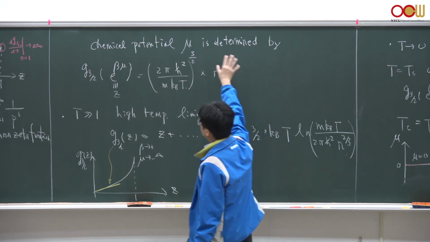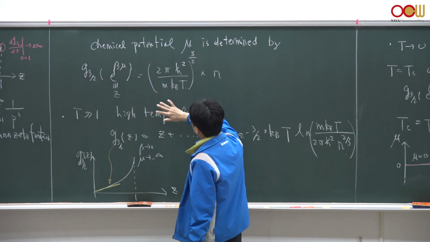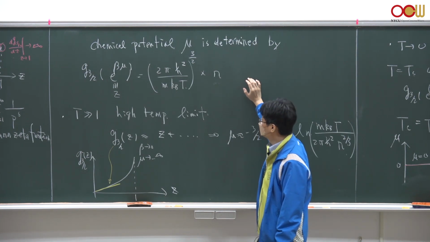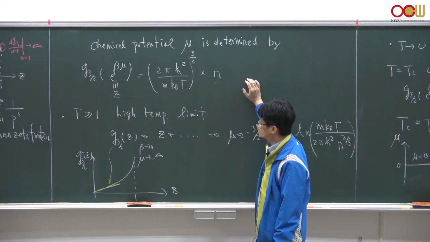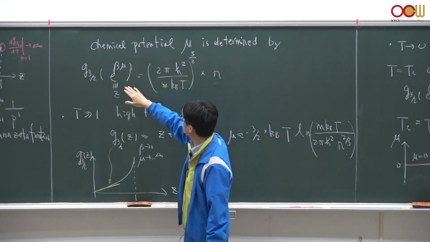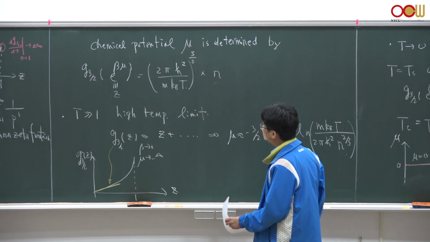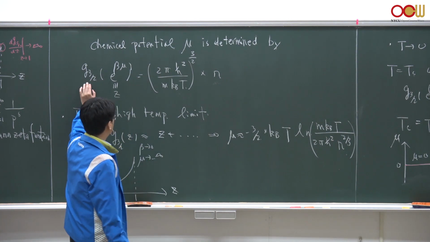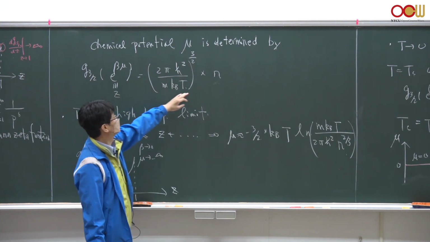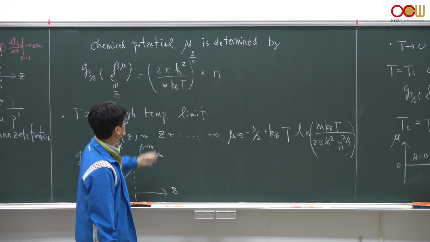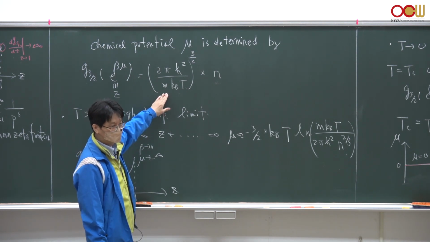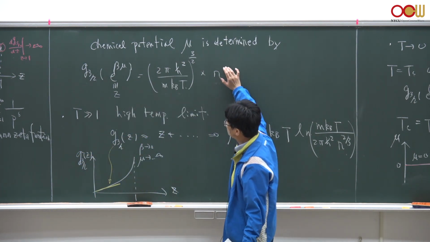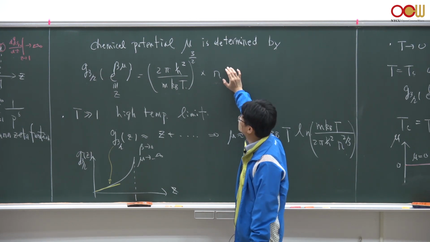So we could, in general, re-express this relation that we just defined, this number density of bosons as a function of G3 halves and this prefactor. We can re-express it in a form where G3 halves is a function of the boson density multiplied by this temperature prefactor. And by expressing the equation this way, we can determine the chemical potential.